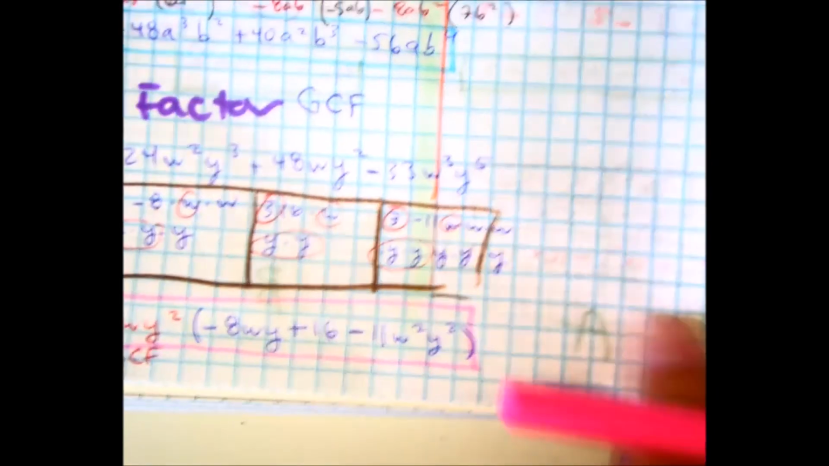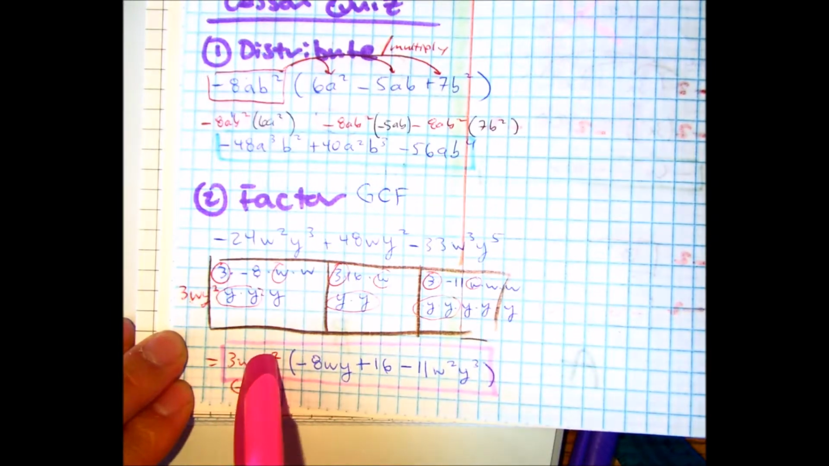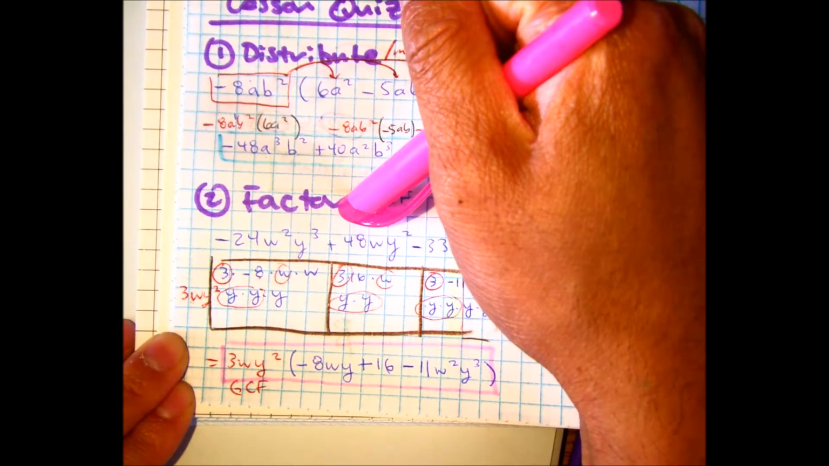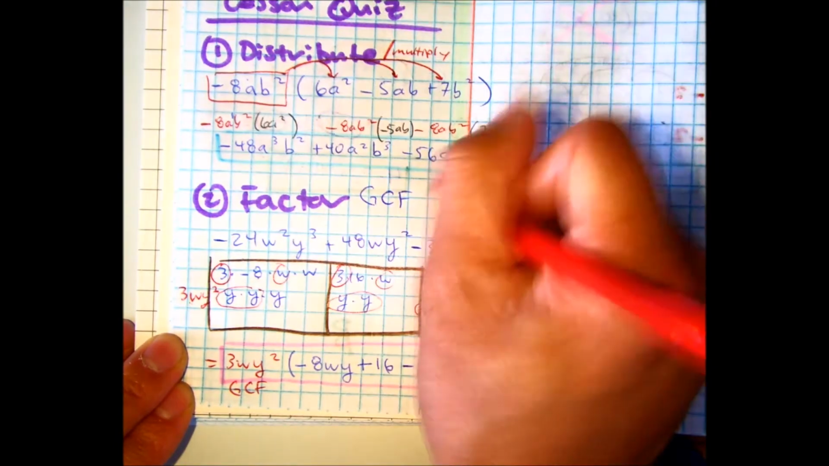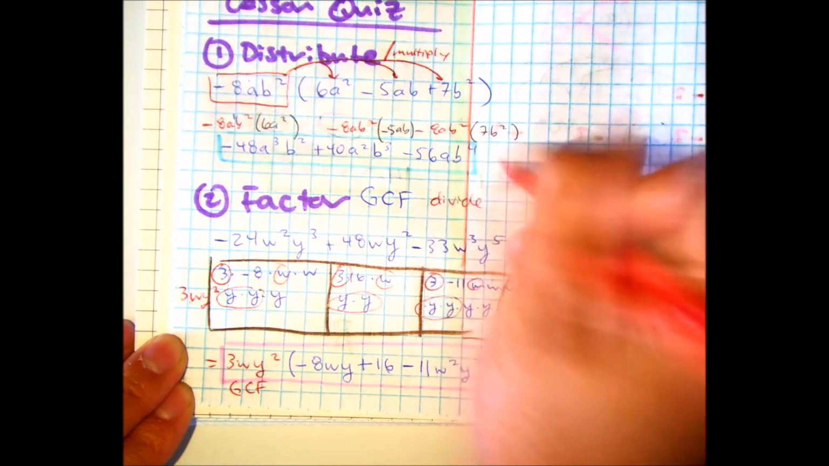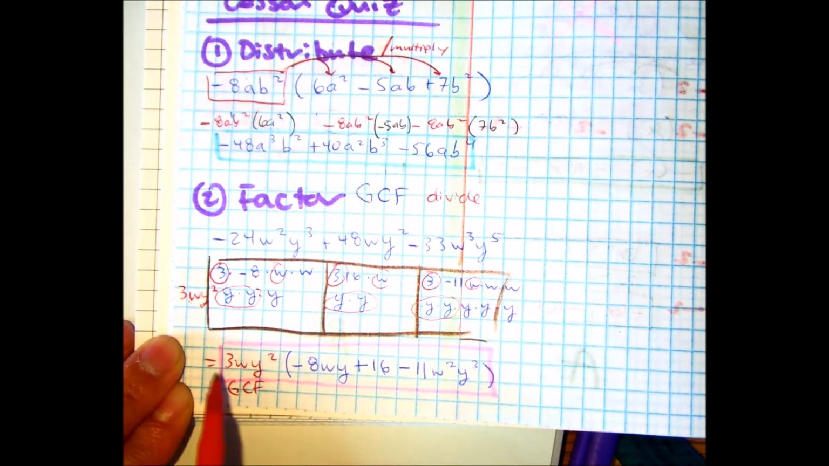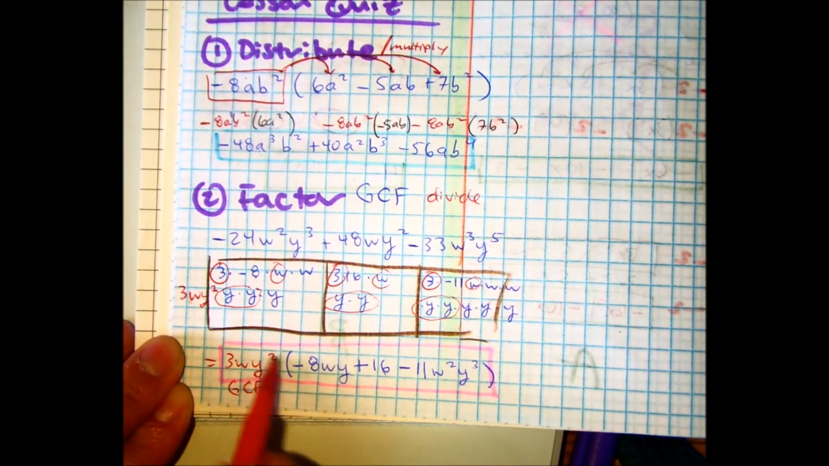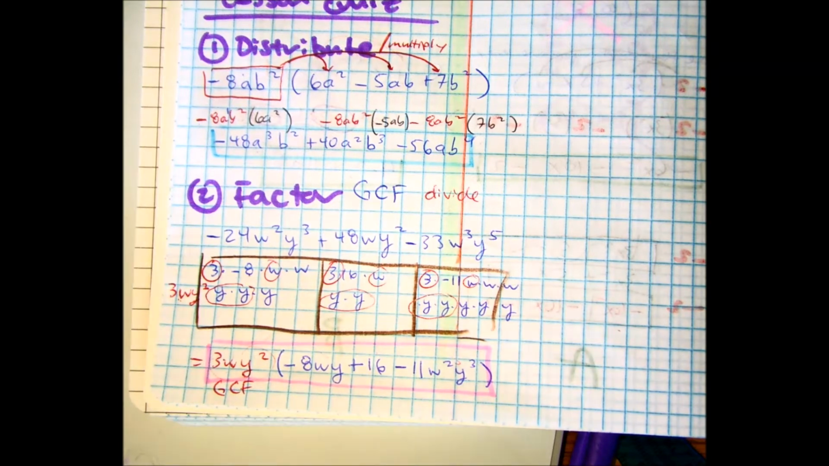Interesting. That looks just like the previous problem. Ah, that means distributing and factoring are opposites. What's the opposite of multiplying? Factoring in some ways is just dividing. You're dividing this whole expression by its GCF, which is 3WY squared. The opposite of dividing is multiplying. You can distribute this to check your answer to get to the original problem. So this is going to be today's lesson.